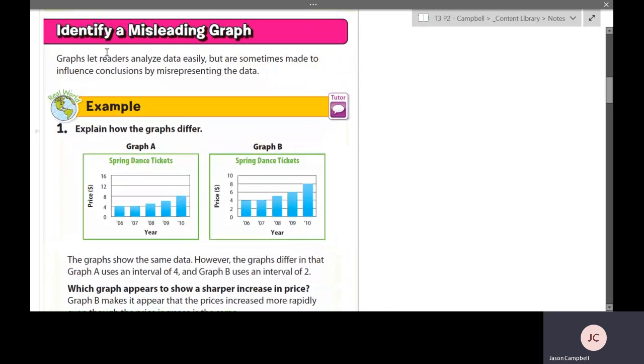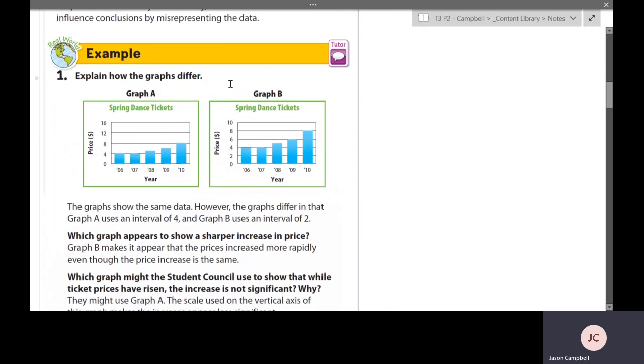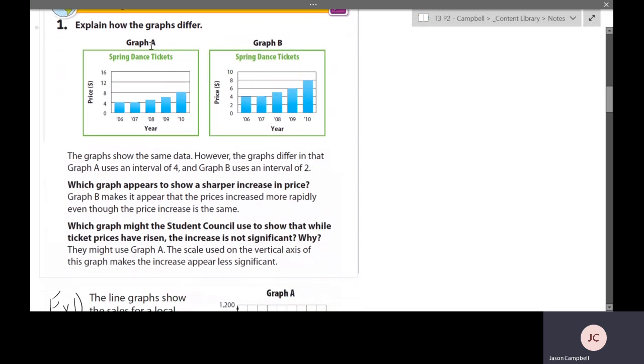Let's look at identify a misleading graph. It says graphs let readers analyze data easily, but are sometimes made to influence conclusions by misrepresenting the data. Example 1, we have graph A and graph B. The graphs show the same data. However, the graphs differ in that graph A uses an interval of 4, so it's going up by $4 in each level, and graph B is using an interval of $2.